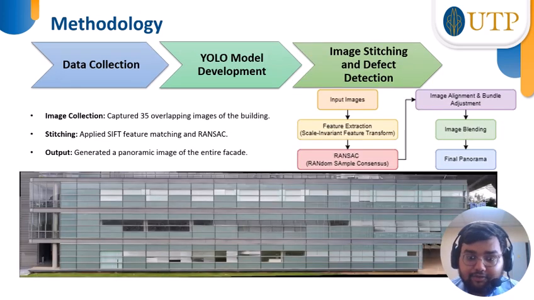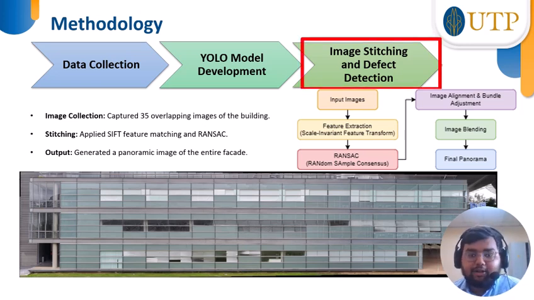In the final stage of our methodology, we're going to talk about image stitching and defect detection. As you can see on the right side of the flowchart, first we use the input images and then we extract the features using SIFT, which is scale invariant feature transform. Then we use random sample consensus to track down the features in each of the images. Then we use image alignment and bundle adjustment. At the end, we blend the images to get the final panorama.